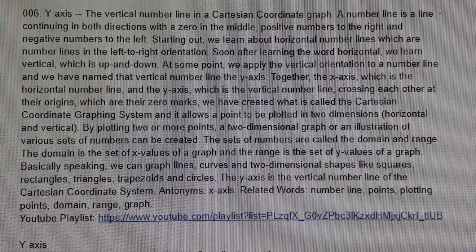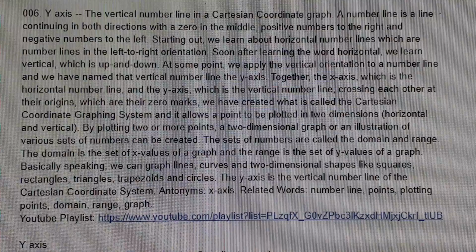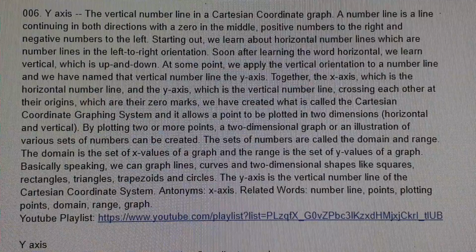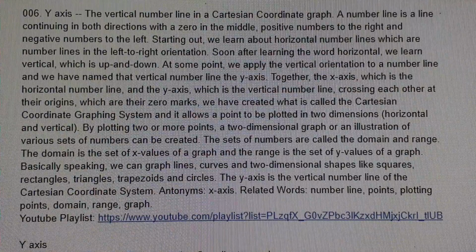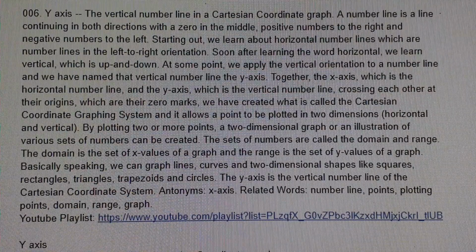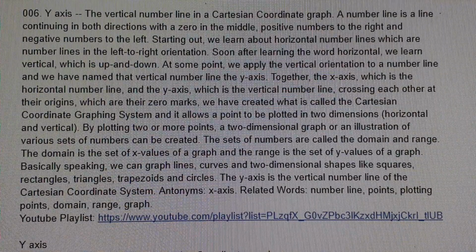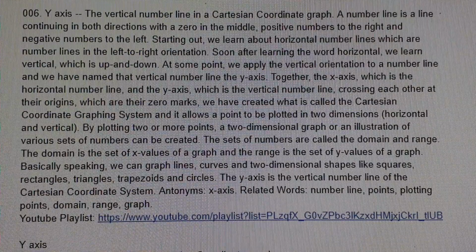By plotting 2 or more points, a 2-dimensional graph or an illustration of various sets of numbers can be created. The sets of numbers are called the domain and range. The domain is the set of x values of a graph, and the range is the set of y values of a graph. Basically speaking, we can graph lines, curves, and 2-dimensional shapes like squares, rectangles, triangles, trapezoids, and circles.